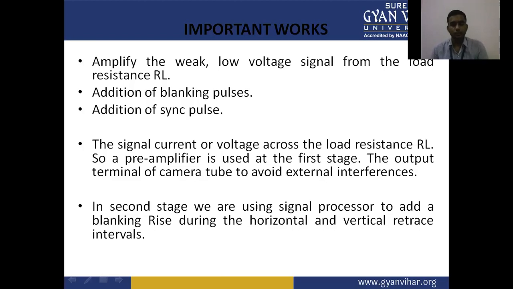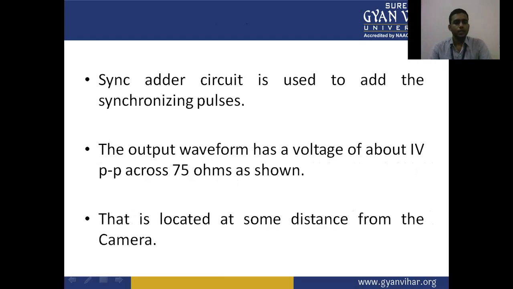In the second stage, we use a signal processor to add blanking pulses during the horizontal and vertical retrace intervals. The sync adder circuit is used to add the synchronizing pulses to the output of the camera tube. The output waveform has a voltage of 1 volt peak to peak across 75 ohms, as shown in the figure, located at some distance from the camera tube.